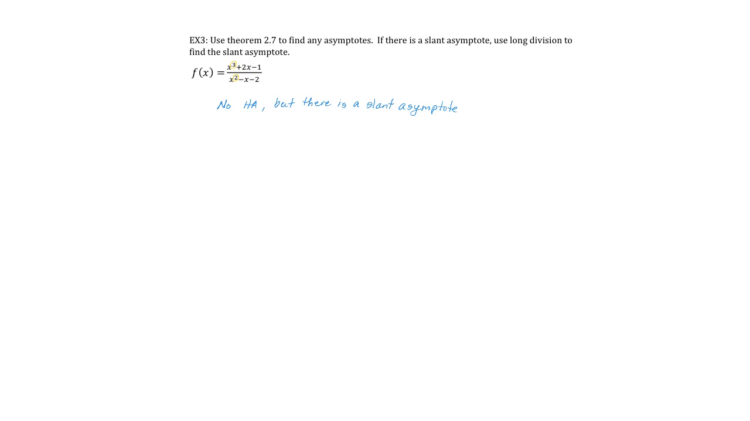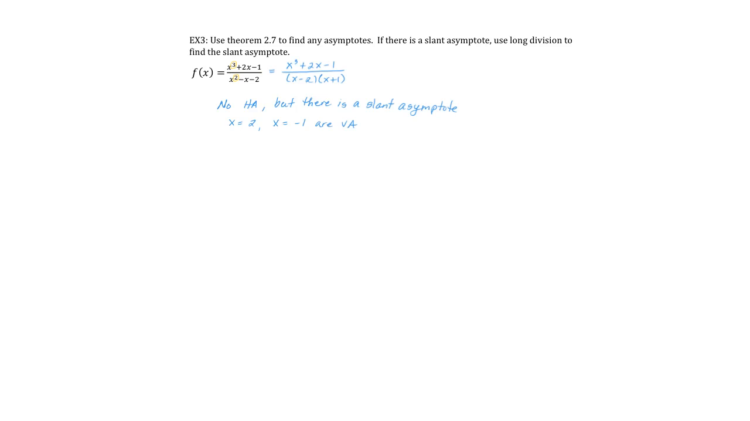Okay, so let's see if there's a vertical asymptote. Well, if I look at this function, the denominator factors into x minus 2 times x plus 1. So if I set the denominator equal to 0, I see that x is equal to 2 and x is equal to negative 1 would be the vertical asymptotes. So I found all the asymptotes. No horizontal, slant asymptote, 2 vertical asymptotes.